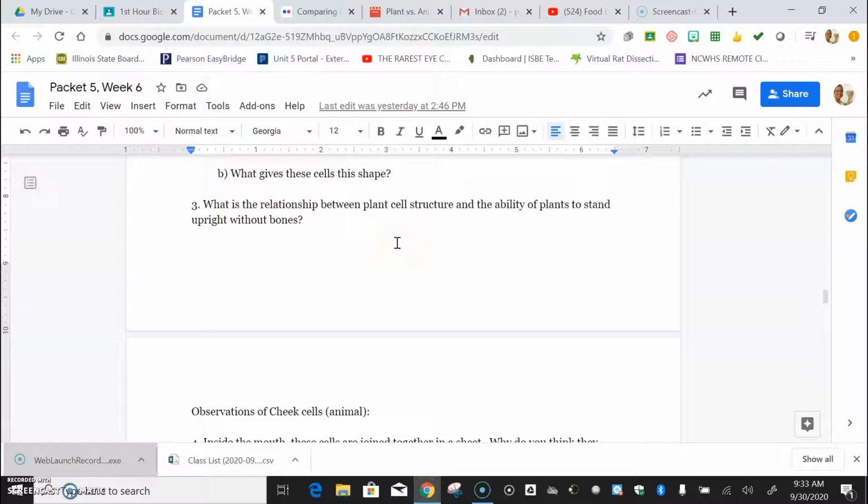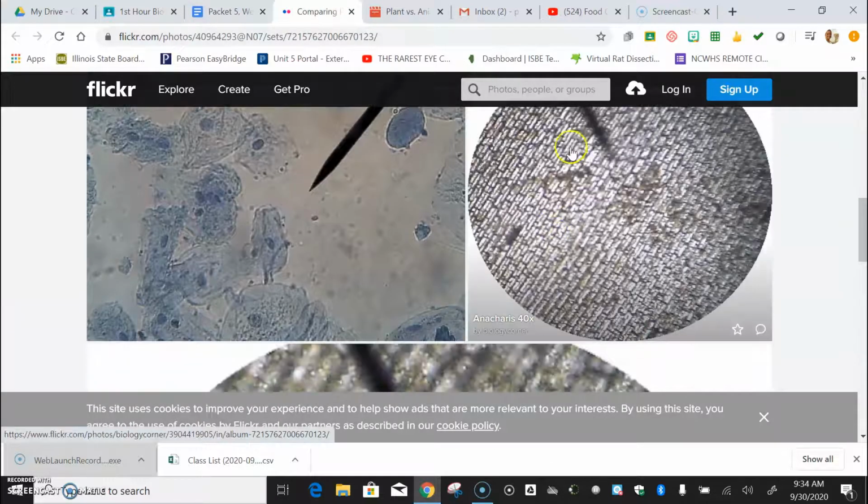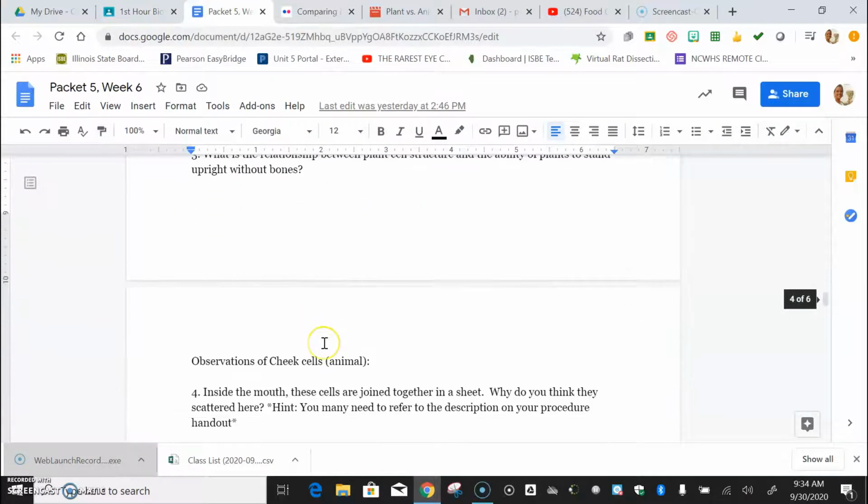What do you think, what cell structure is going to help give them that shape that they have under our microscope slides? To me, it looks very organized. So what do you think is going to give them that shape?